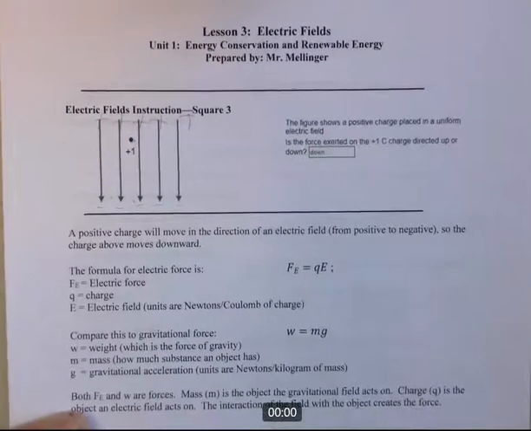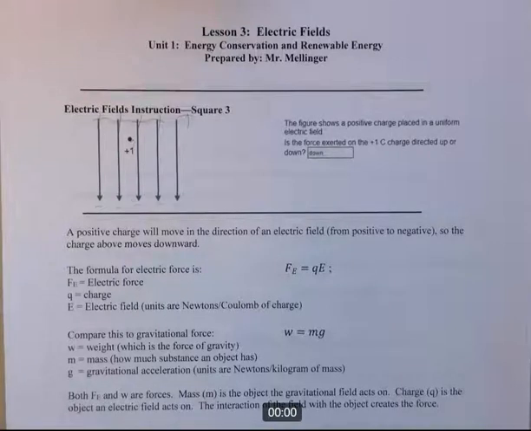All right, a positive charge will move in the direction of an electric field, positive to negative, so the charge above moves downward. The formula for electric force is force electric, Fe, equals QE. So electric force is Fe, Q is charge, and E is electric field.